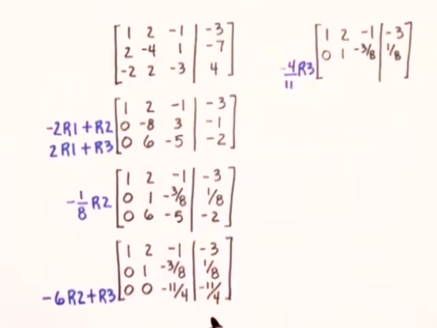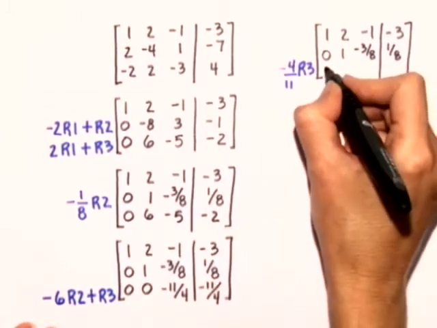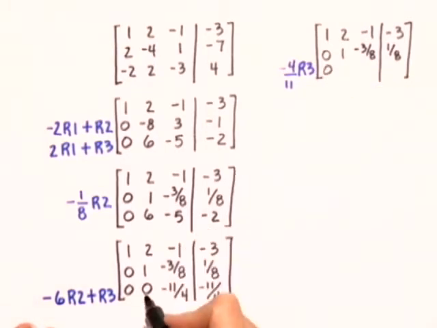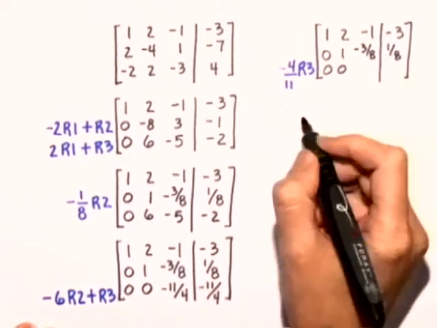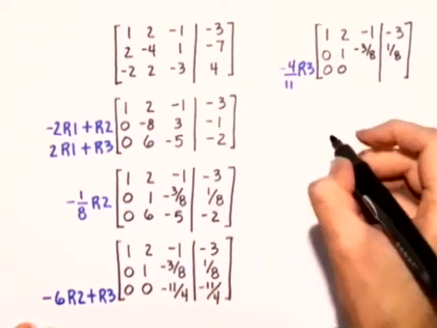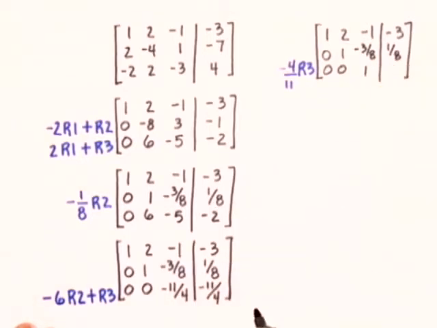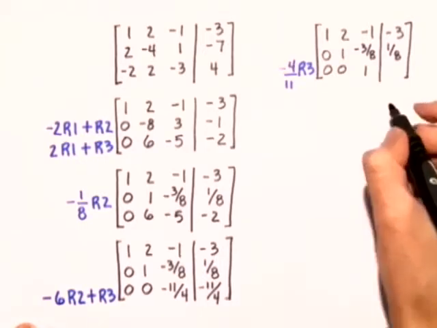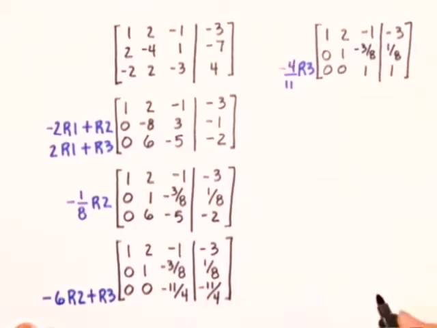And when we do that, -4/11 times 0 is still 0. -4/11 times 0 is 0. -4/11 times -11/4 is +1. And again, -4/11 times -11/4 is +1. Now we're ready to start writing down the solution.